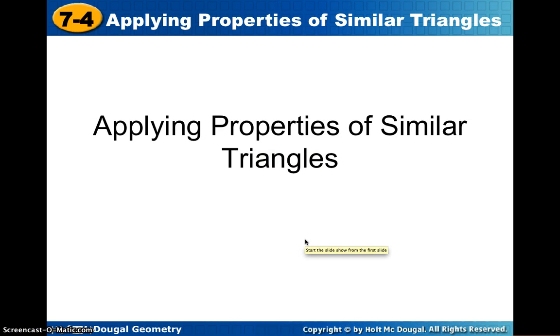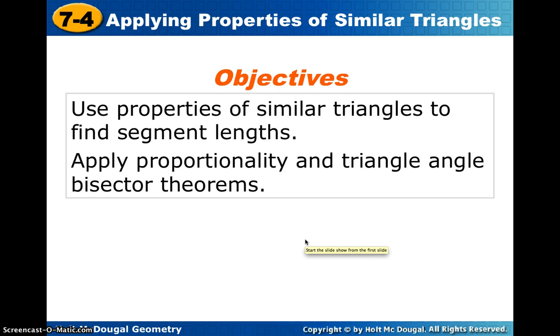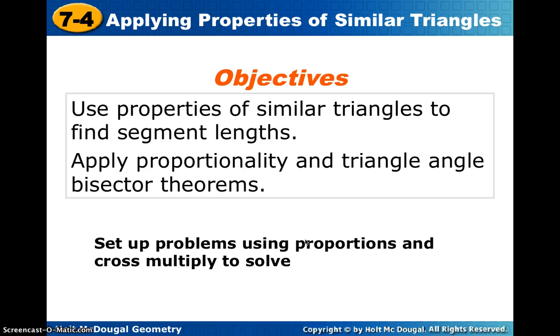Okay, this video is about applying properties of similar triangles. The objective today is to use the properties of similar triangles to find segment lengths and to apply proportionality in triangles and the triangle angle bisector theorem. So really, all the problems we're going to do today have this in common: we're going to set up the problems using proportions, and then we're going to cross multiply in order to solve.